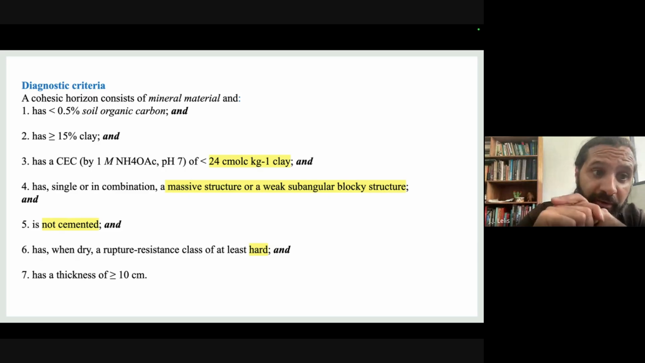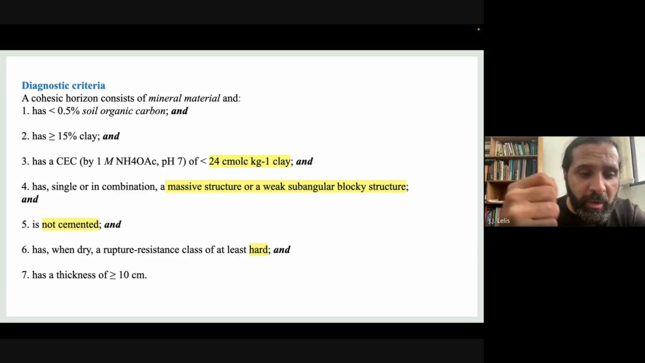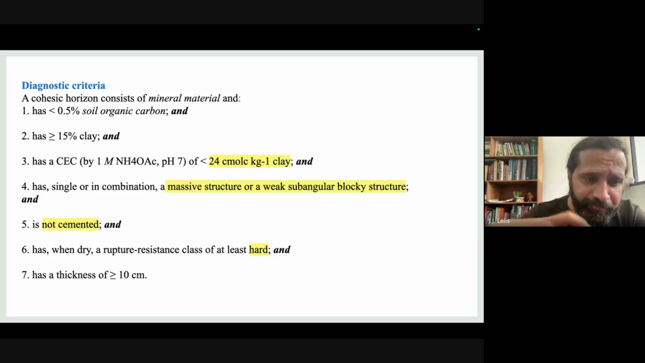But a coesic horizon, when you put some water in this horizon and it gets wet, it could be easily broken by your knife. You can easily remove some pieces with your hand or a shovel. So the coesic horizon is quite hard when dry, but it's quite easy to break when it is wet. It's different from the others.